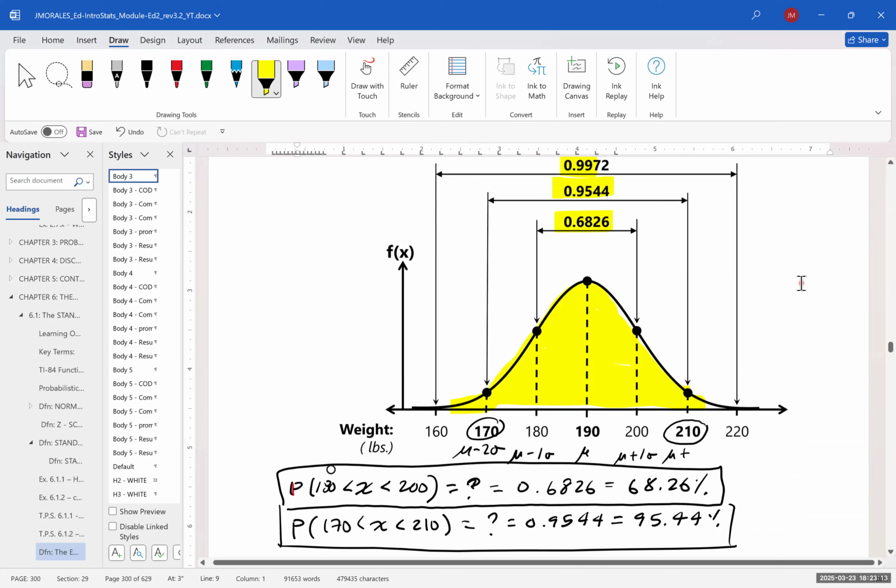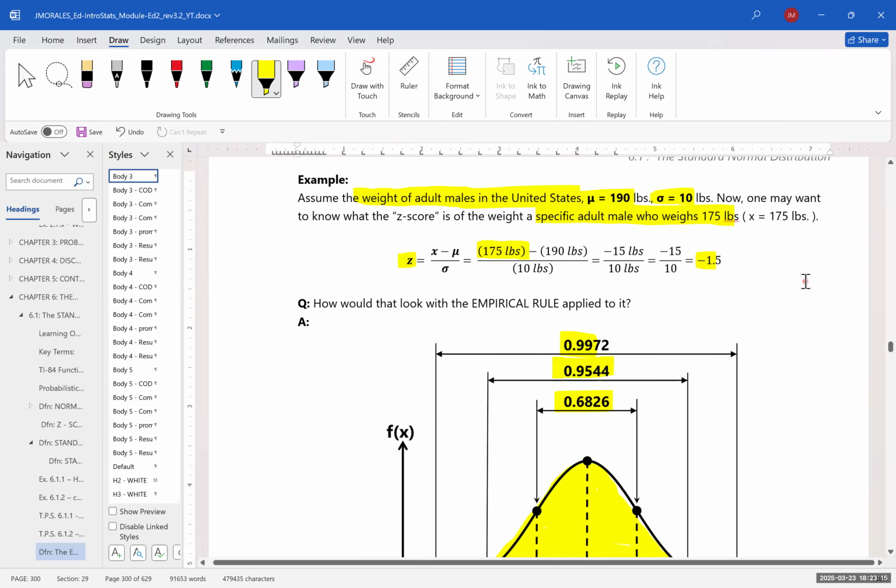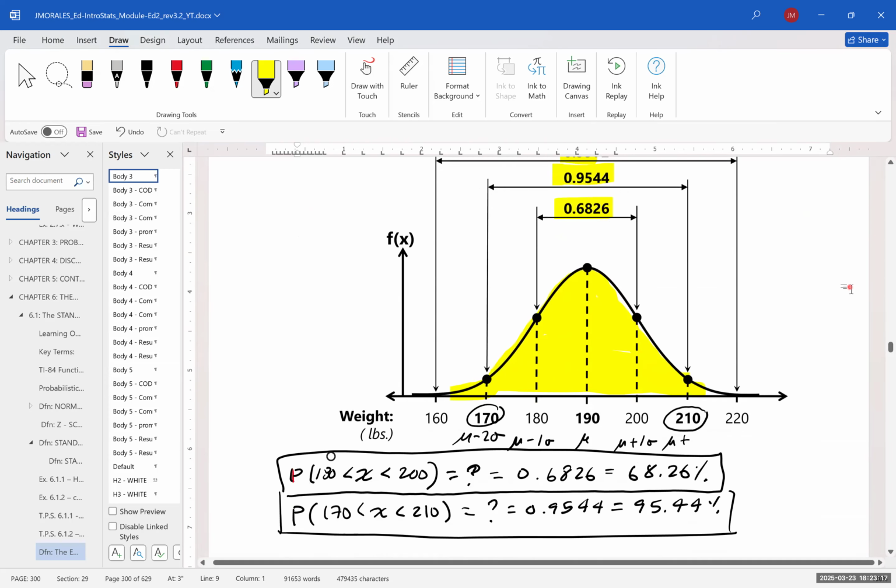All right, so let's stop there with this explanation of the empirical rule. You're going to see this a lot more moving forward, so there'll be more opportunities to learn. And we'll do an example of this next.